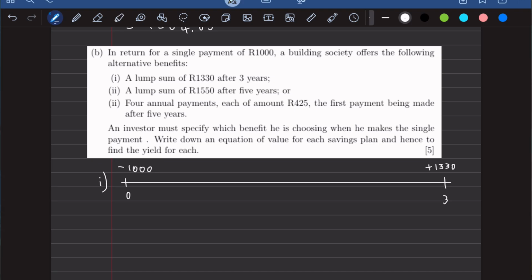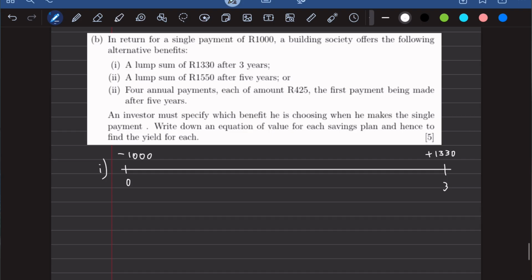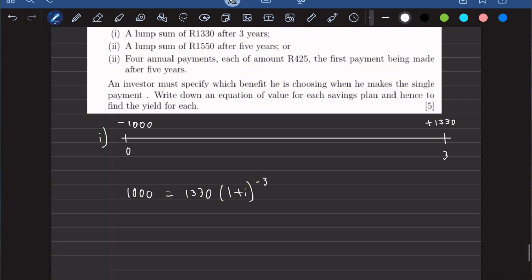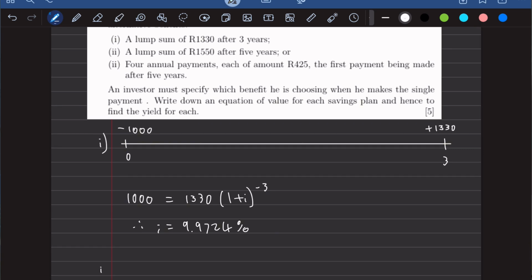Okay, so this should be pretty easy to work out the yield of this one. It's basically just going to be 1,000, then we're just going to present value this one and equal it to 1,000. So 1,330 multiplied by 1 plus i to the power of negative 3. We solve for i here, therefore i is equal to 9.9724%. Okay, that's pretty easy to work out. So that's for the first one. Now let's have a look at the second one.